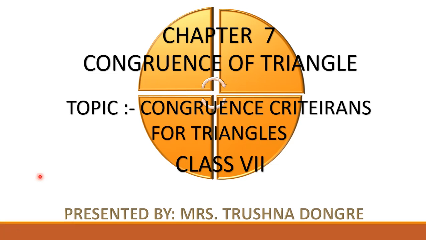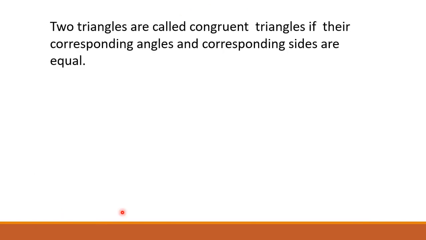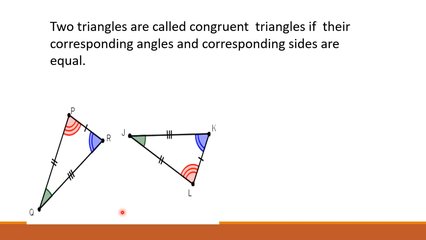Hello students, today's topic is congruence of triangles, chapter number 7, and we are going to learn congruence criteria for triangles. So let's start. As we know, two triangles are called congruent triangles if their corresponding angles and corresponding sides are equal. In the earlier session we had learned this. Now let's start the conditions for the congruence of two triangles.